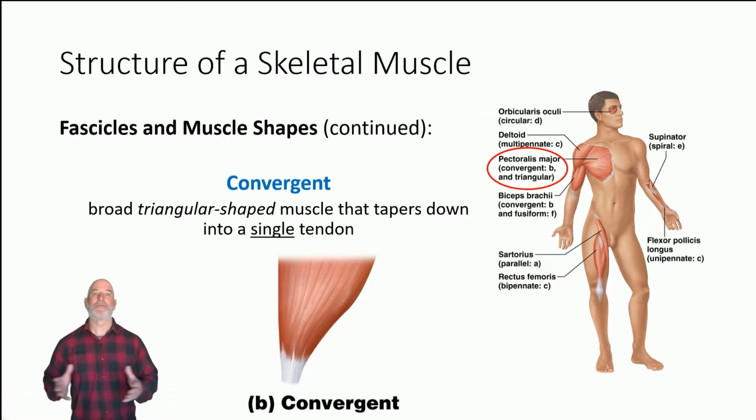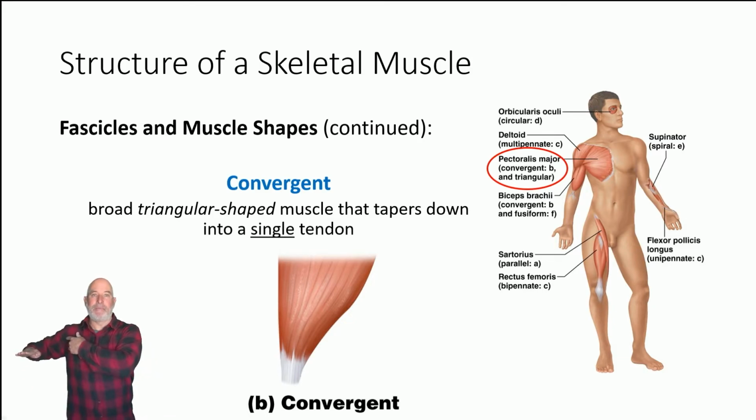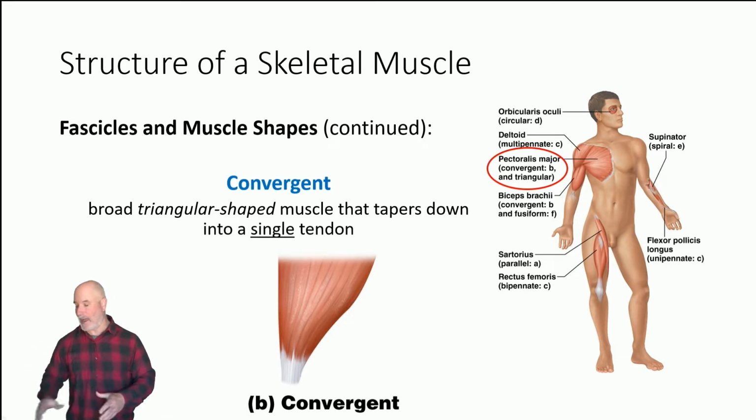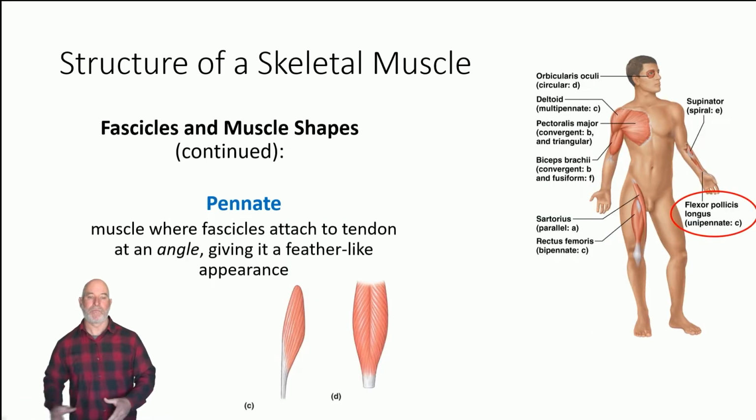You also have convergent muscles. These can be triangular in shape, so they taper down to a single tendon. A good example of this would be a pectoral muscle, your pectoralis major. That muscle attaches to your breastplate and then tapers down to a single tendon, and it brings your arm forward like that. We call this convergent.